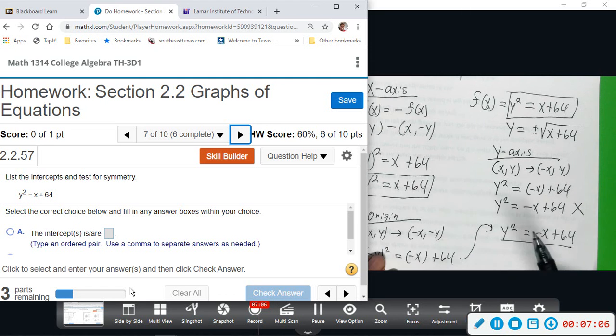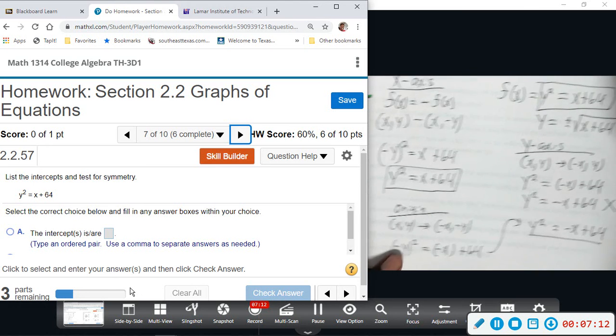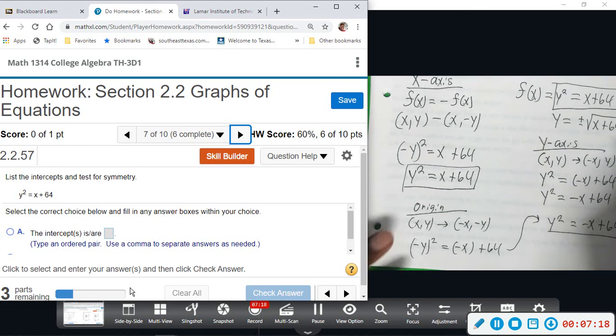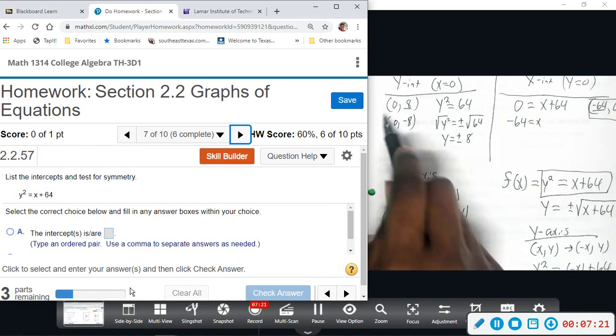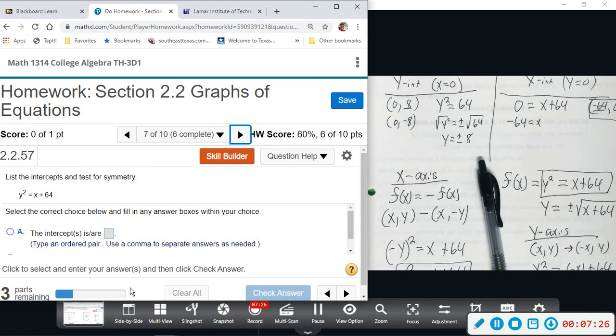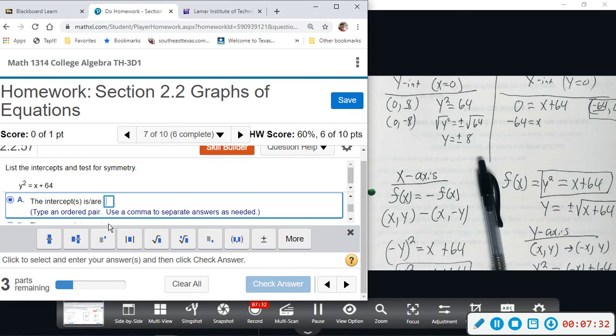All right, so the only one that matches the original equation was the x-axis symmetry. So this will have x-axis symmetry. So the intercepts from the very top, let's go back, were 0, 8, 0, negative 8, and negative 64, 0.